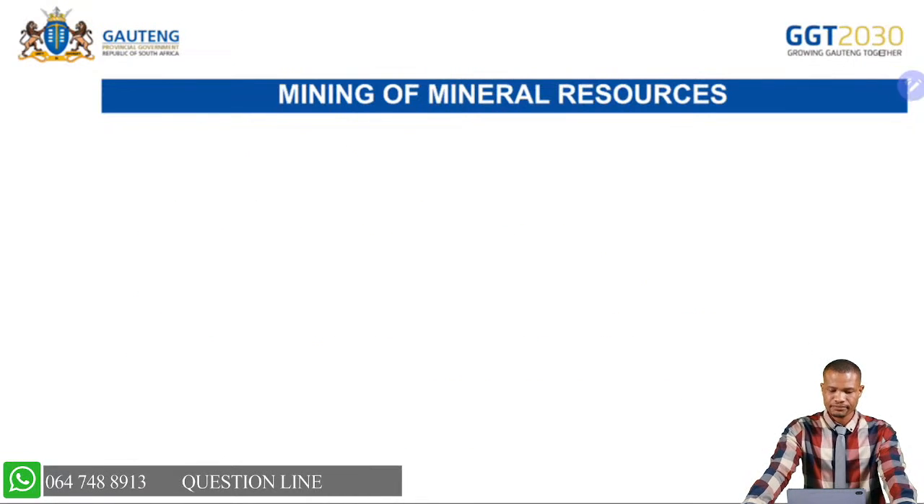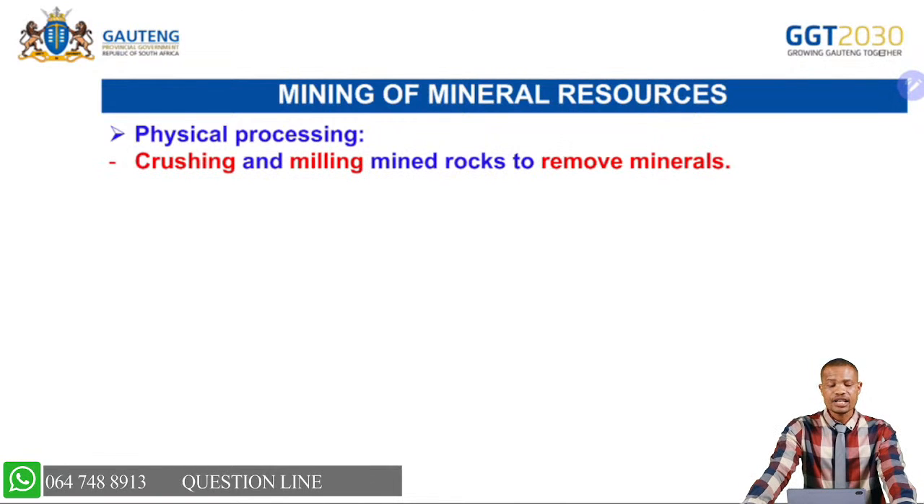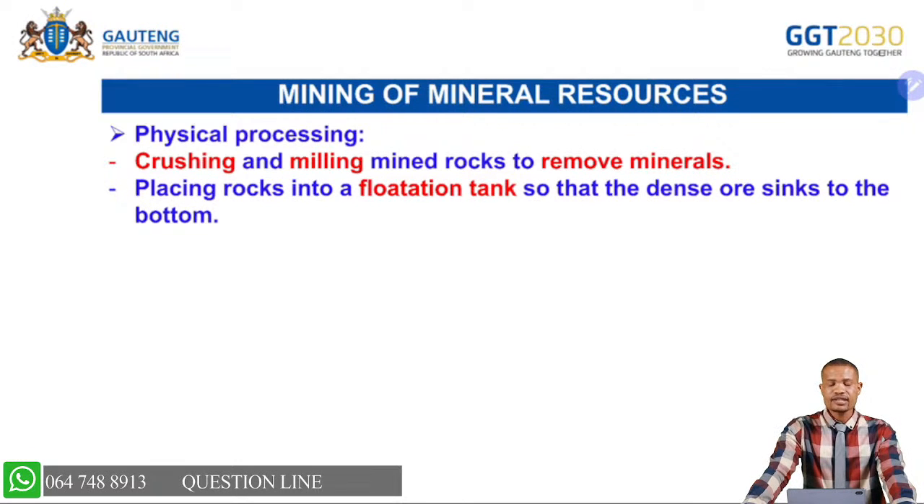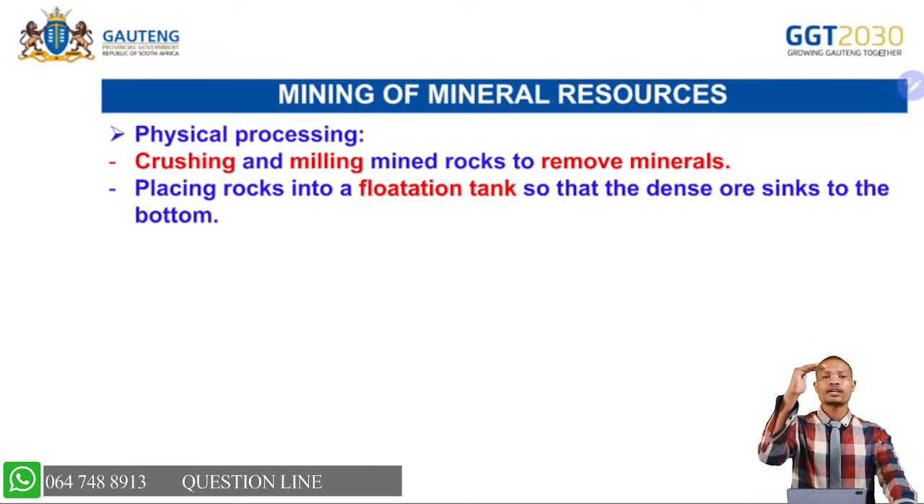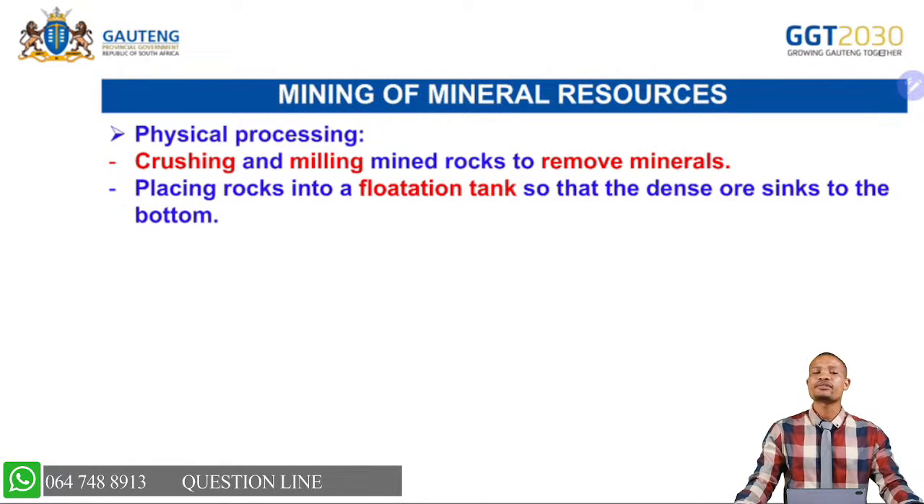Let's move on. So now let's talk about the processing of mineral resources, which is what we've been doing anyway. But let's continue. We have physical processing. This involves crushing and milling mined rocks to remove minerals. So we place these rocks in a flotation tank so that the dense ore sinks to the bottom and the less dense ore is floating at the top. That's why it's called a flotation tank.